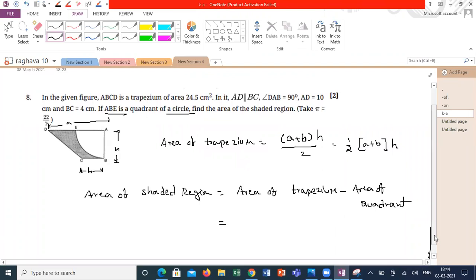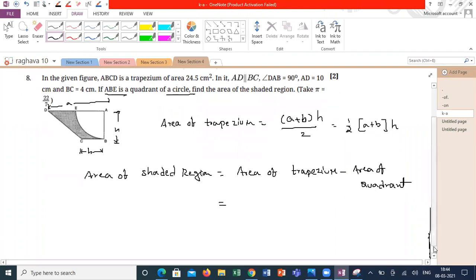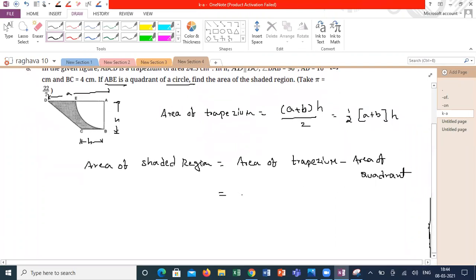Quadrant you can take directly as 1 by 4 pi r square. Steps are important, guys. Then we'll get full marks easily. Diagrams, keep it in mind when you're presenting on the paper.